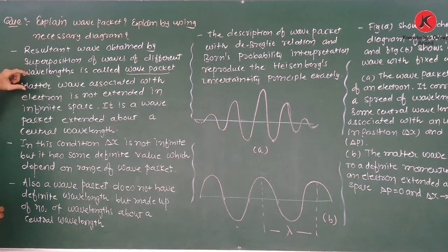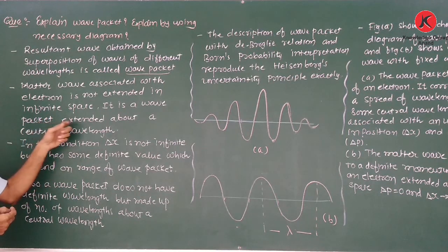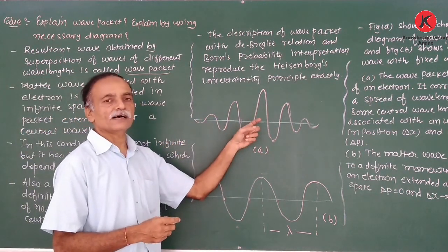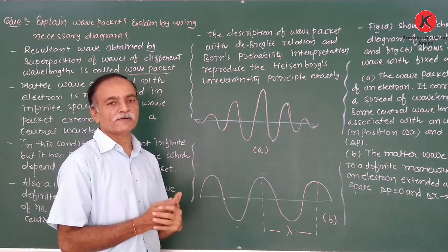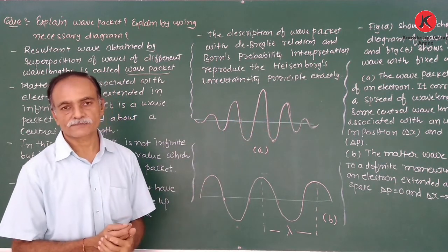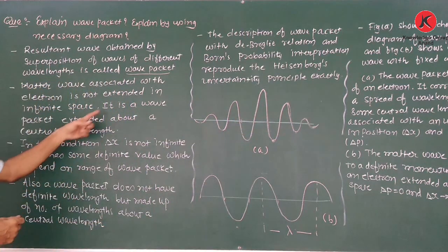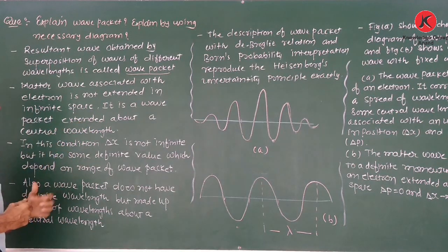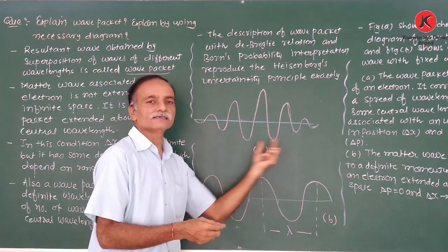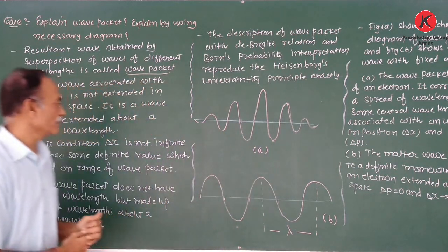Now, the matter wave, that means the single wave associated with an electron, is not extended in infinite space. It is a wave packet extended about a central wavelength. Here is a figure of the wave packet, because the waves with different wavelengths are superposed, therefore this type of figure is obtained. Here the central wavelength is this, and the other waves are around the central wavelength.